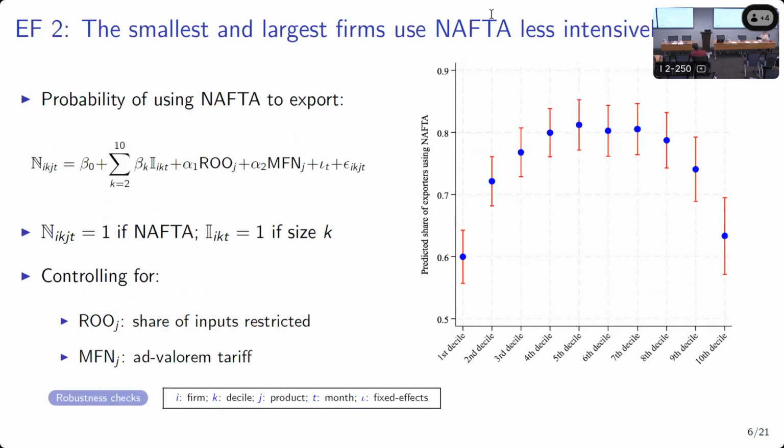Second empirical fact: what am I doing here? I'm estimating a linear probability model. This is a dummy for whether the firm used NAFTA or not for its exports to the United States. I'm regressing it against deciles of firm size, and I'm controlling for the firm-level incentives to use the trade agreement, that is, the rule of origin and the MFN tariff. What I'm showing in the picture are the predicted values, beta 0 plus beta k, the predicted probability of using NAFTA to export by firm size decile.